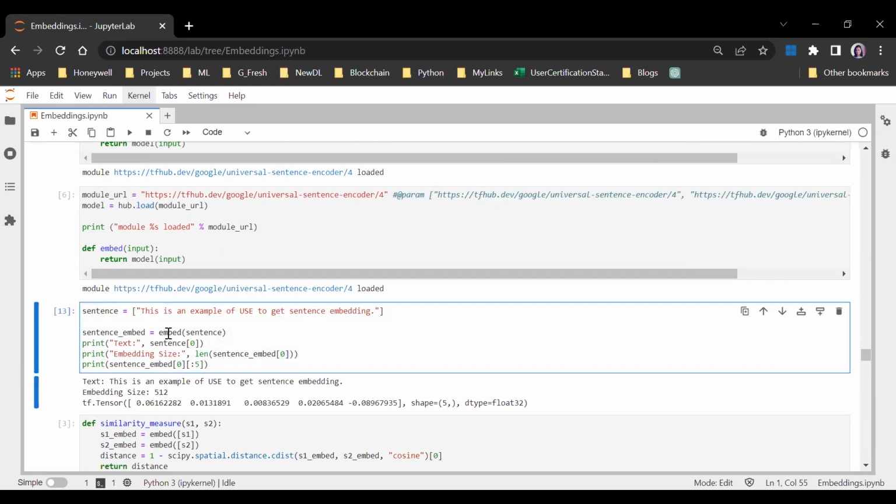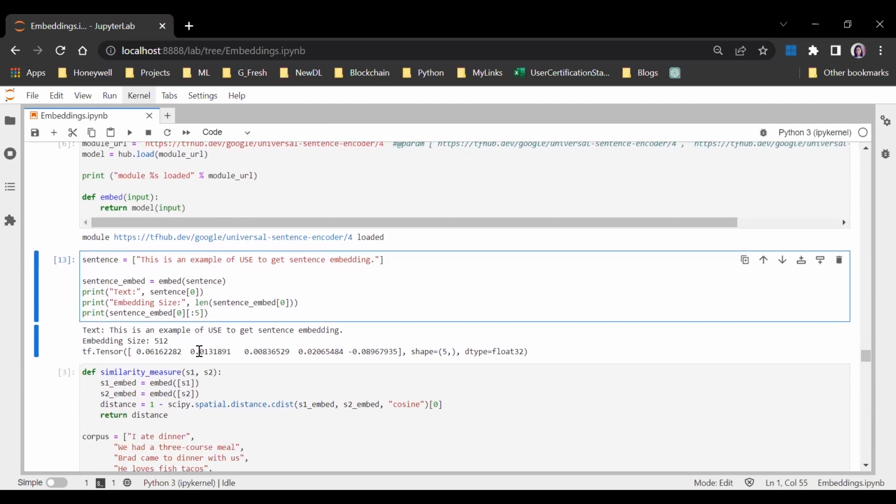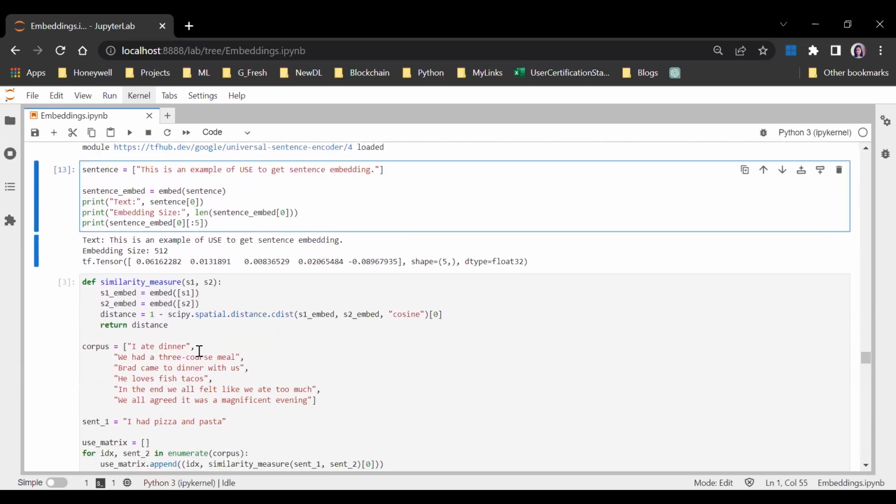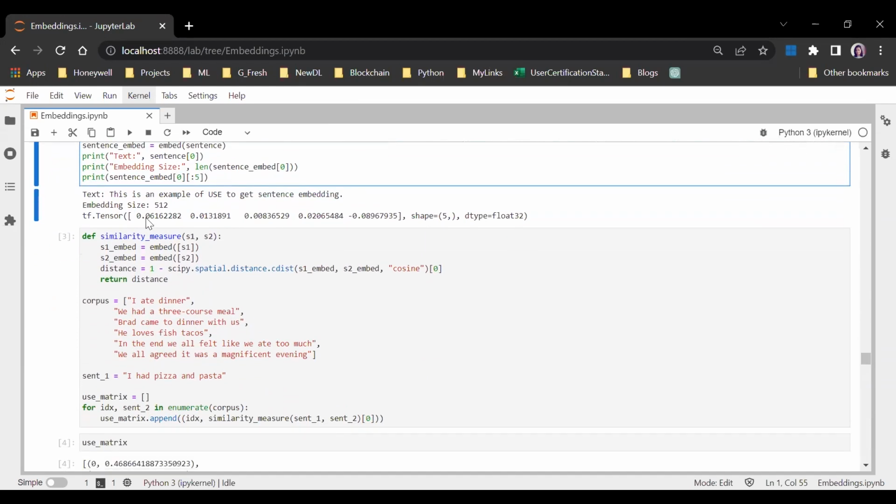So we can just call the embed function and pass the sentence to the model that we have. And if we want to calculate the similarity between any two sentences, then we can just call this similarity measure. I have written a small piece of code to calculate the similarity here. We pass the two sentences, and it will return the cosine distance between those two sentences.